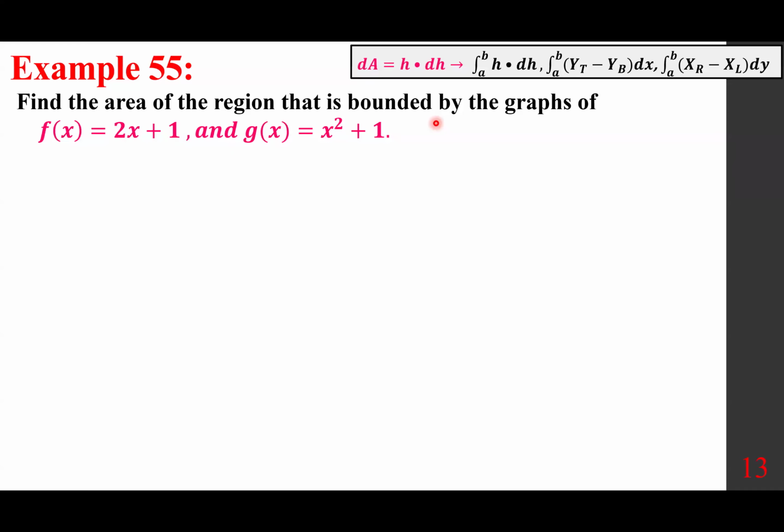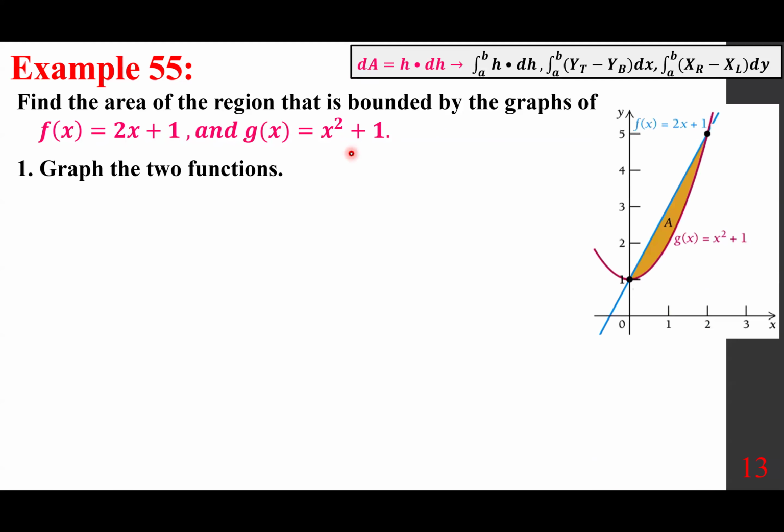Find the area of the region that is bounded by the graphs of f of x equals 2x plus 1, this is a line, and g of x equals x squared plus 1, this is a parabola that opens up. So first things first, we need to graph the functions, and I'm assuming no one has any problem graphing. Then we have to find points of intersection.